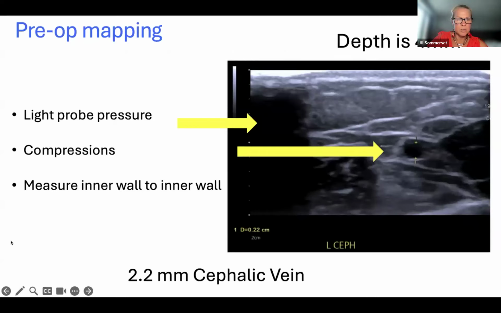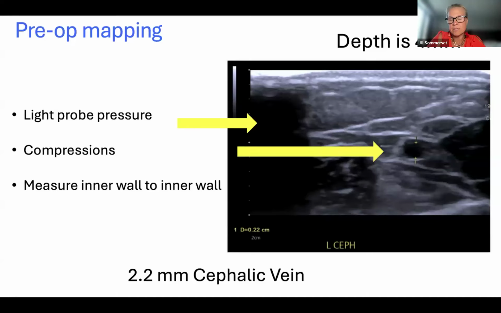So I just started my duplex ultrasound on the non-dominant arm, and we want to make sure we use very light probe pressure in the cephalic vein because generally it's just more superficial. So you can see my probe is not well adapted to the skin because I'm trying to use really light probe pressure. And then we're going to measure inner wall to inner wall. And then we can certainly do compressions and make sure there's no chronic superficial venous thrombosis that existed. In this situation, the cephalic vein is 2.2 millimeters, which is too small in our practice.